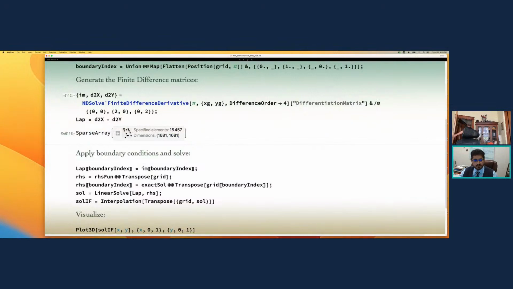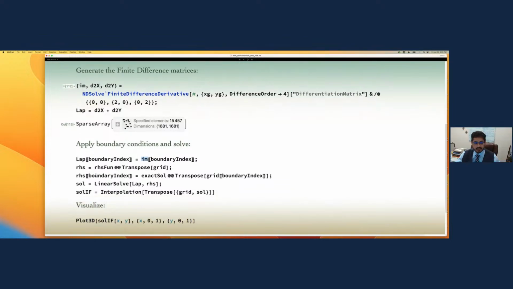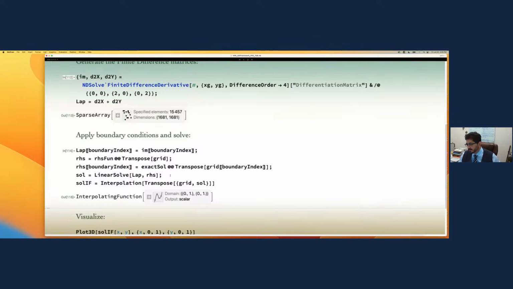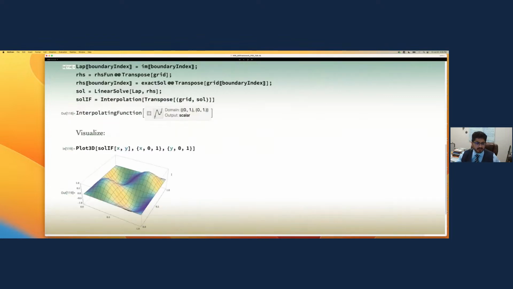Once I have this Laplacian matrix, I can apply my boundary conditions, which in this case is a Dirichlet boundary condition. So I'm just going to apply the identity matrices, and then apply the right-hand side with the associated boundary conditions to the final system. For the elliptic PDE, it's a linear PDE, which means you can solve it just using a linear solve. You just invert the Laplacian with the right-hand side, and what you get back is essentially an interpolation, a solution from which you can generate an interpolating function. You can visualize this, and there's a result.